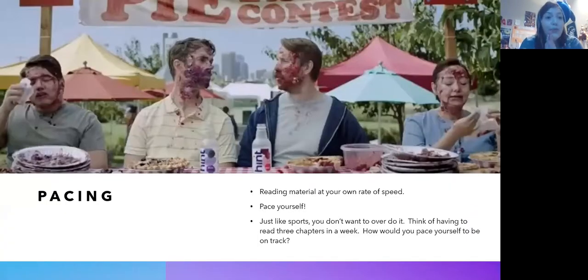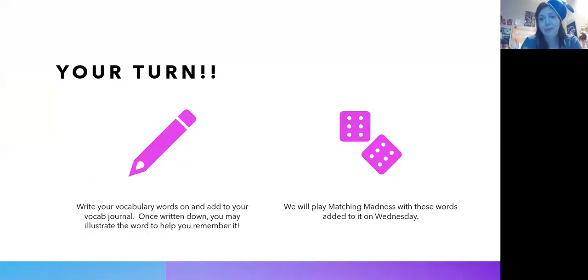All right, our last word of this week is called pacing. We probably have heard our coaches, even our parents say, pace yourself. We're looking at pacing in the literary form of reading at your own speed. Don't take on a whole chapter book over a weekend. Instead, pace yourself. Think about if you were having to read 3 chapters in 1 week, how would you break those chapters out? Just like if you were eating a pie in this pie eating contest, would you go, or would you pace yourself to try to win?